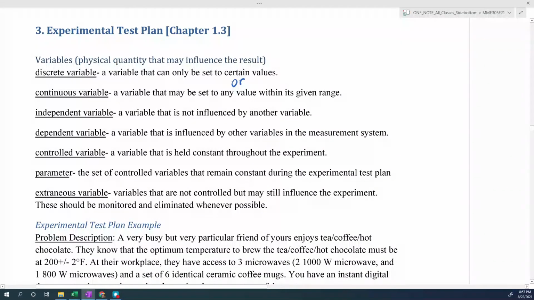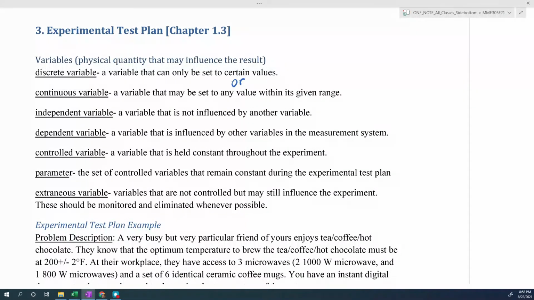An independent variable is a variable that is not influenced by another variable. The most common independent variable is time. We cannot change how long time is, but time can affect other systems. A dependent variable is a variable that's influenced by other variables in the measurement system. Depending on the other variables in the measurement system, the dependent variable will be a function of those multiple other variables.